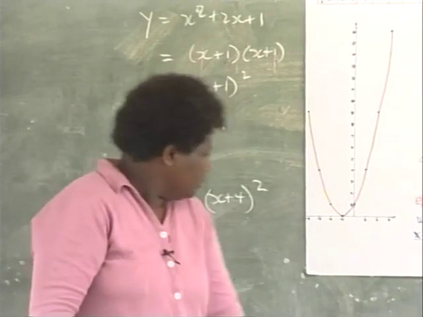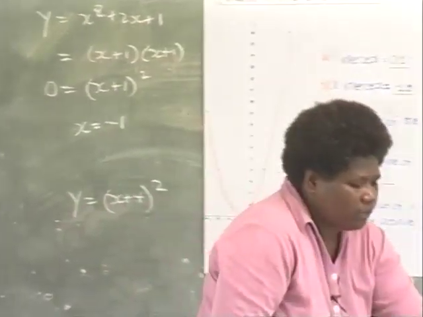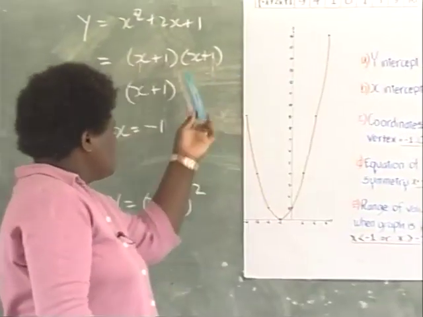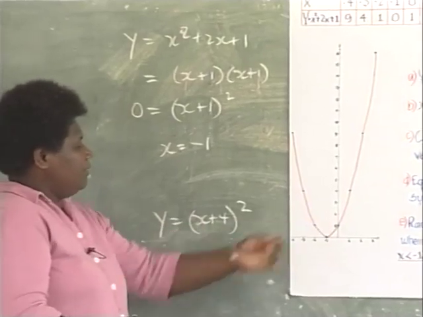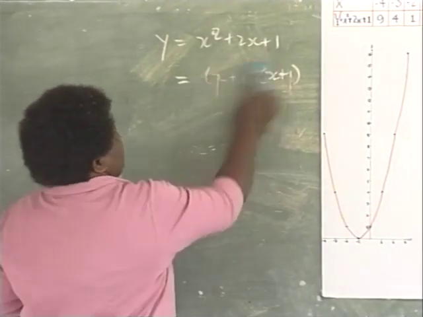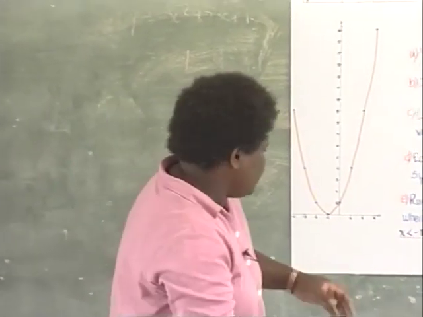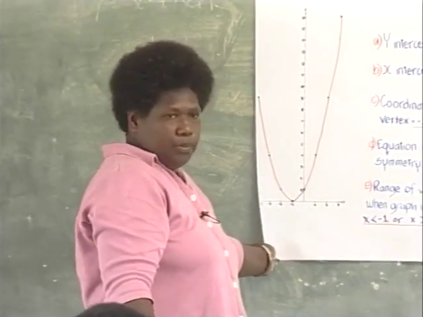So all equations where you factorize and they are squares, they will all turn around, they'll have the turning point along the x-axis. Okay, well done, group 1. Next group, group 2.